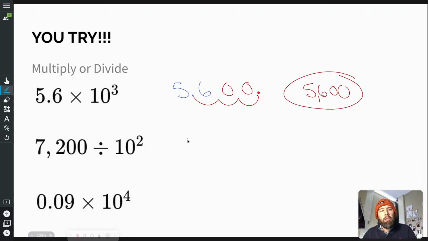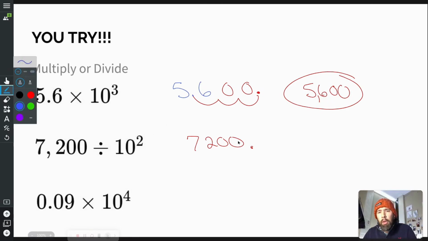All right, 7,200. My decimal should go there. I am dividing by 10 to the second power. So I'm going to move to the left, 1, 2, and put a decimal there. So 72.00, I don't need 0.00, so that's just going to be 72.